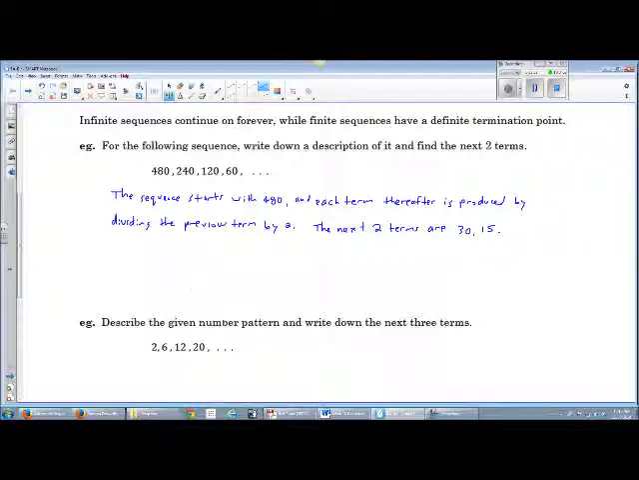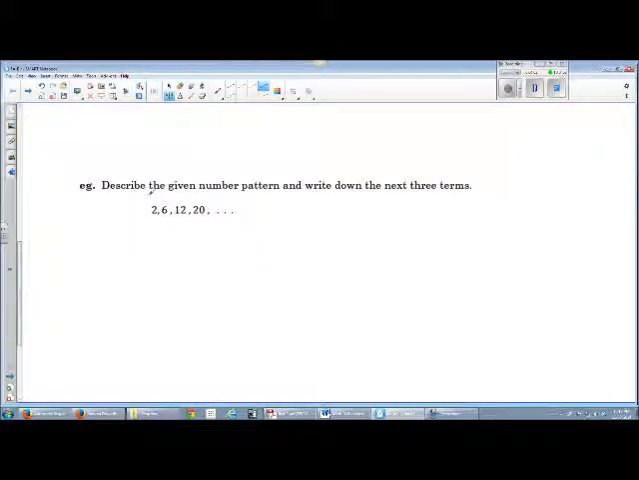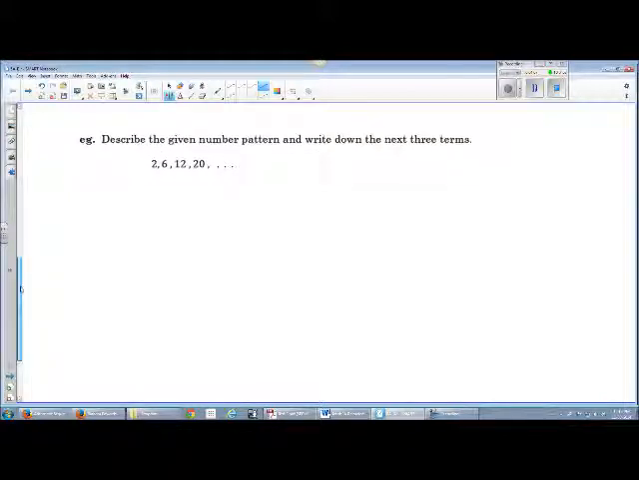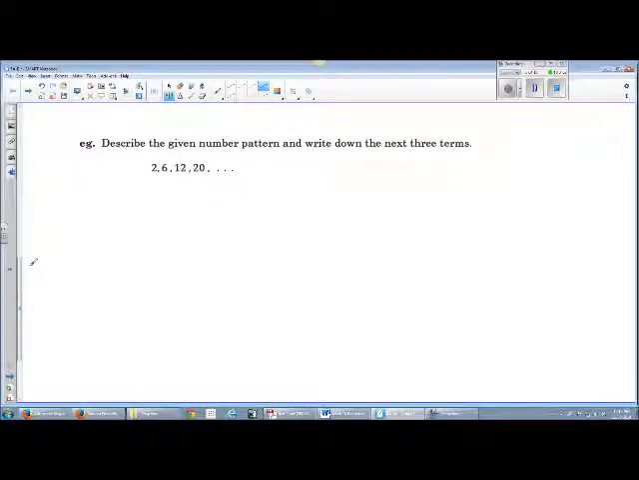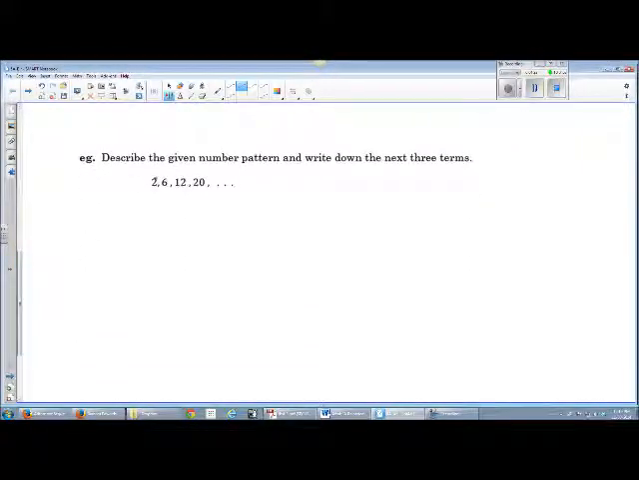Okay, let's move along here. Describe the given number pattern and write down the next three terms. Well, this one could be a little bit more challenging. In the previous example, we were dividing by 2 in each term. I'll take a look at this and think, okay, from 2 to 6, we could either add 4 or multiply by 3.